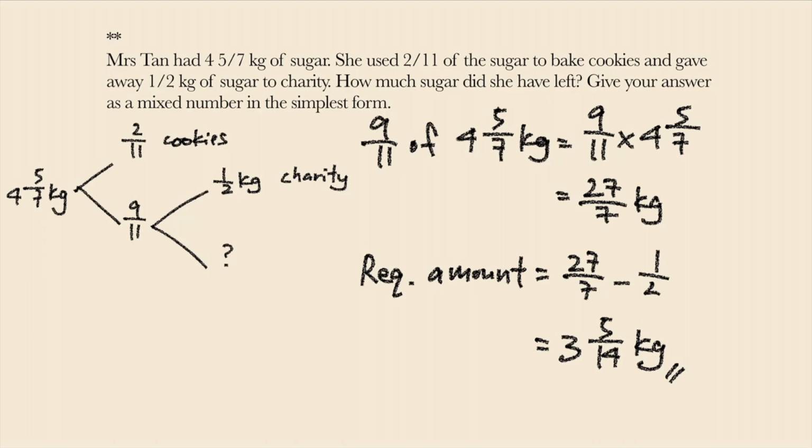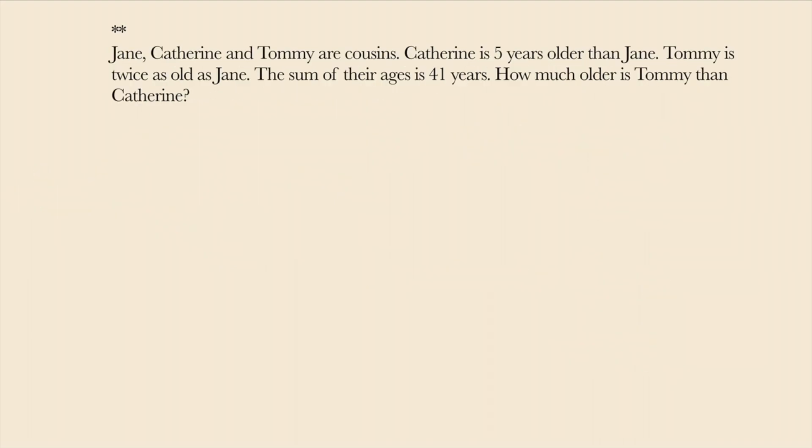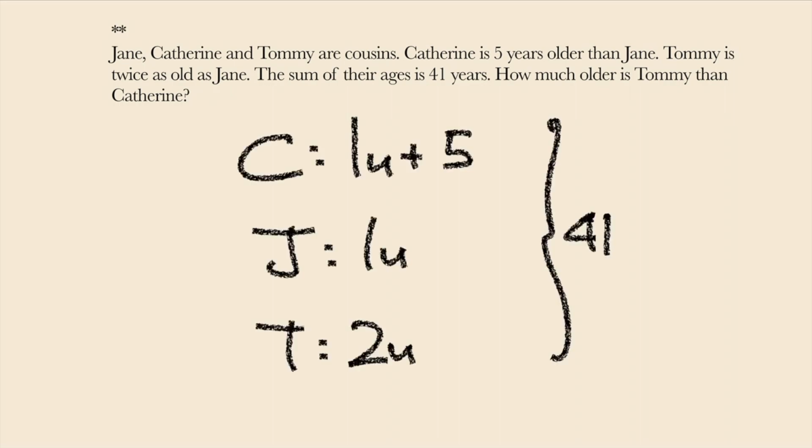So that's it. For this question, we're dealing with age. So let's see, Catherine is 5 years older than Jane, so we are going to have 1 unit. Catherine, 5 years older than Jane. Jane's 1 unit. Tommy is double as old as Jane, so whatever Jane is, times 2. That's 2 units. The sum was 41.